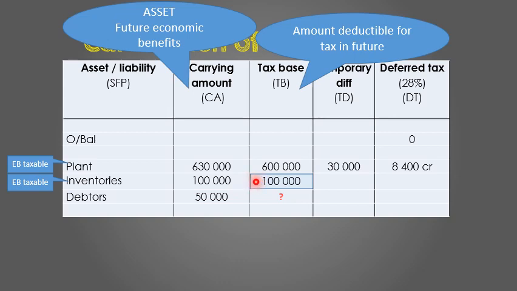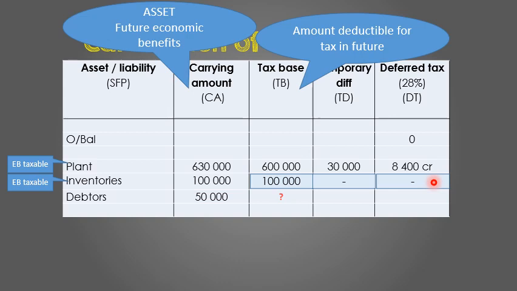So we're not going to be taxed purely on the gross revenue that we realize from the sale. We will be allowed to deduct the original cost of these inventories, which is the same as for accounting purposes, and therefore it makes sense that the tax base and the carrying amount should be the same, resulting in no temporary differences and no deferred tax, because there's no difference between the accounting and the tax treatment, no timing differences.